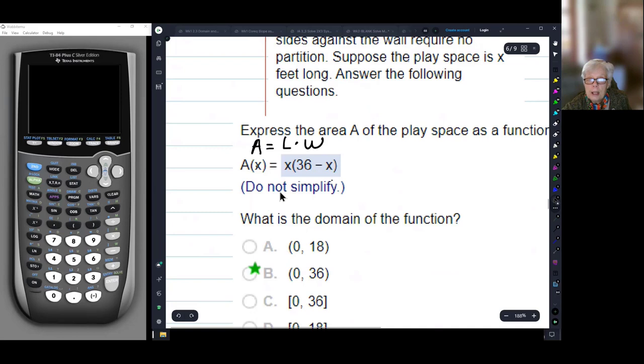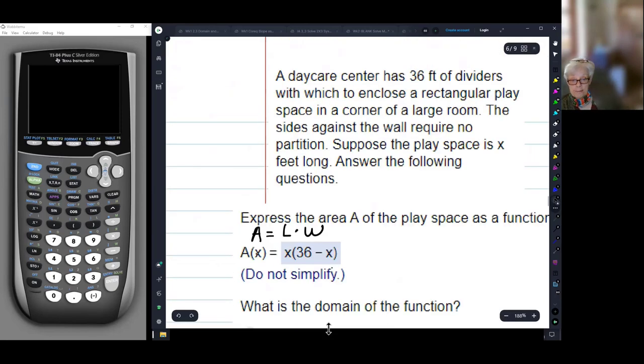Now notice it says do not simplify. That's why they left it like this. Because they're about to ask you a question you have not heard before in a word problem. And that's they're going to ask you about domain. What is the domain of this function? So let's go back and look at where the function comes from.